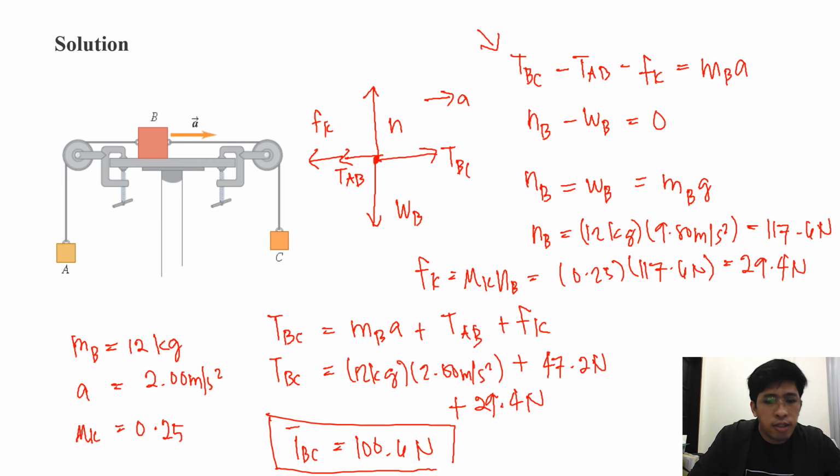Okay, so we have already solved your tension AB, and you've also solved your tension BC. The only thing left for us to solve is your mass C, the mass of this block here.